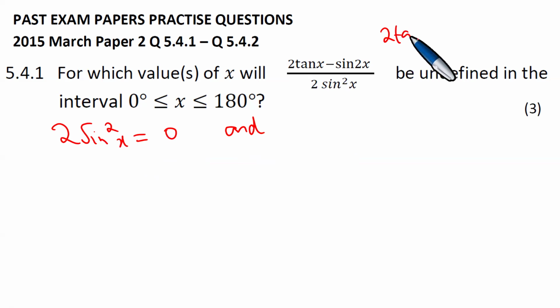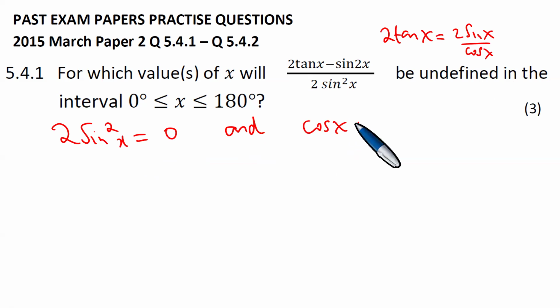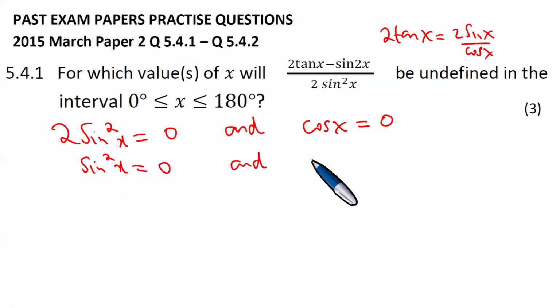The tangent of x is the sine of x divided by the cosine of x, so it is also undefined when cosine x equals 0. That is something very important. Now what do we do at this point? We divide by 2 here, getting sine squared x equals 0. Simultaneously, we still have cosine x equals 0.